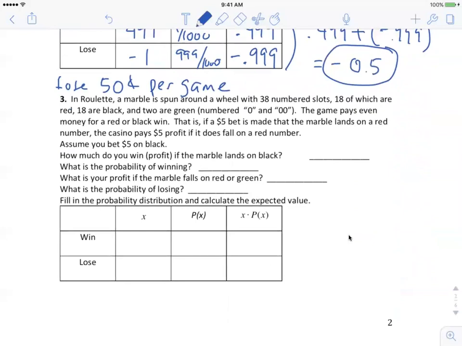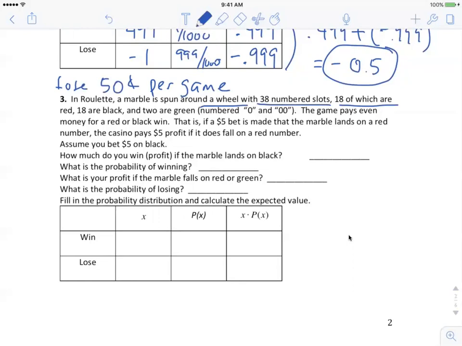You have a wheel with 38 numbered slots. 18 are red and 18 are black, and then there are 2 green numbers. And then the game pays even money for a red or black win. That just means if you bet $5 on red and then the number comes up red, the casino is going to pay you $5. So you get to keep your 5 that you put up, and they'll match it with another 5, right? If it doesn't come up red, then they just take your $5.